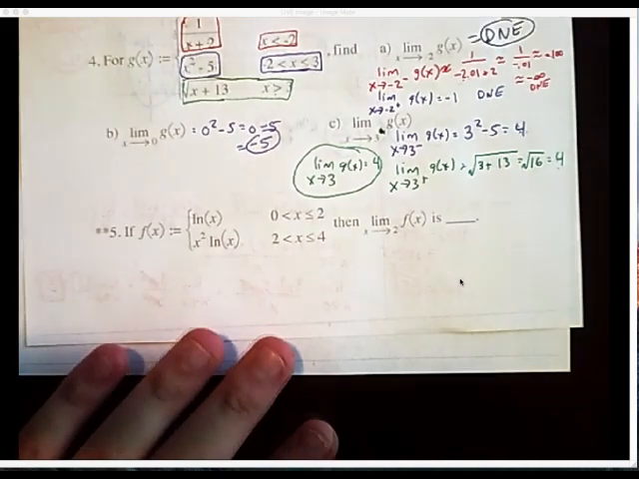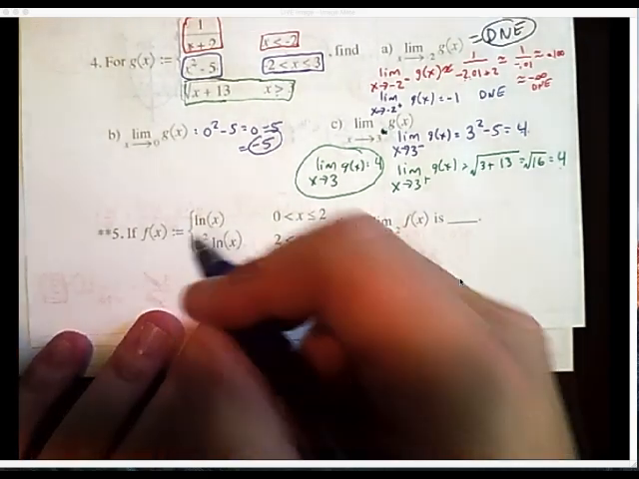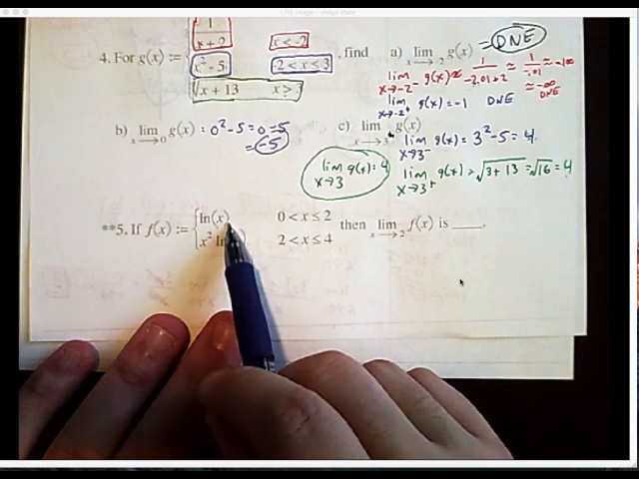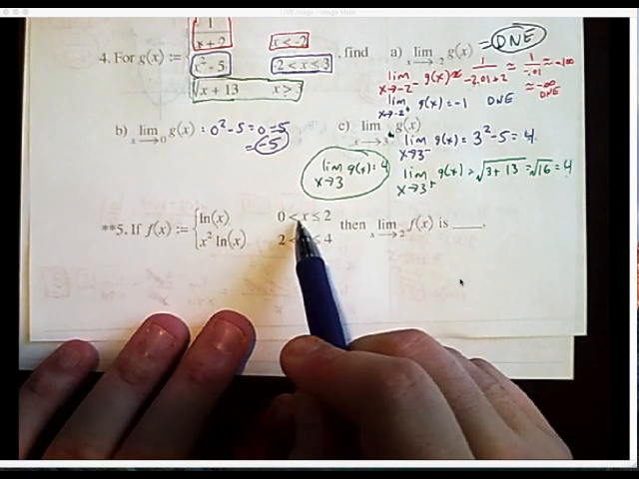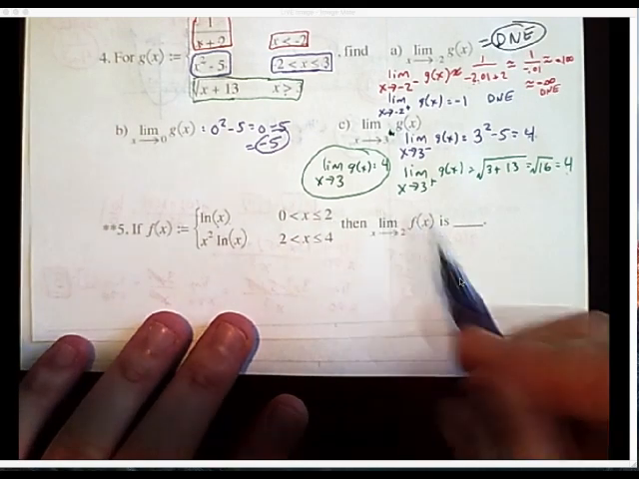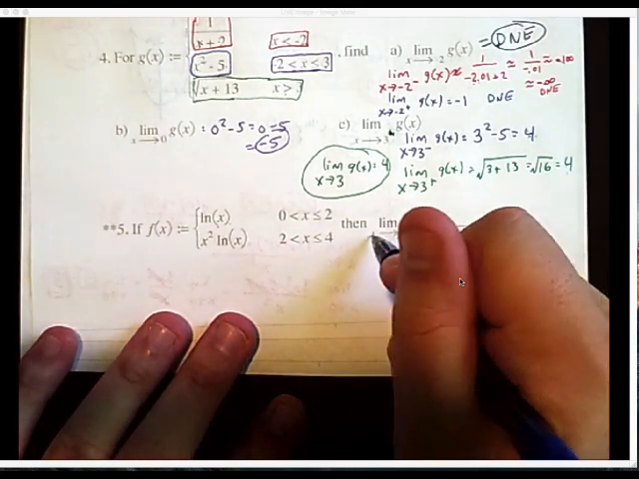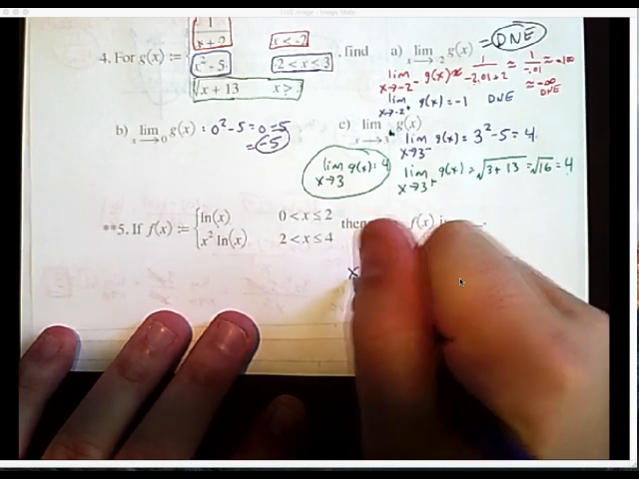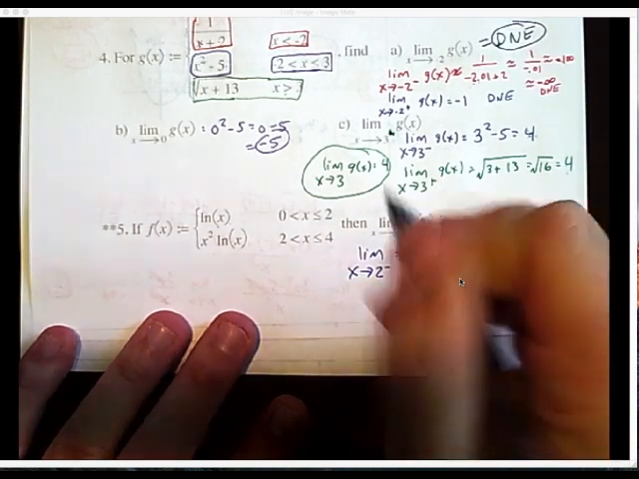So let's look at problem 5 here. It says another piecewise function, all right, ln of x, and that's only good for x values between 0 and 2, and the 2 is included, okay? So they're asking me for the limit as x approaches 2. So when I come in from the left side, I'd be using this function.